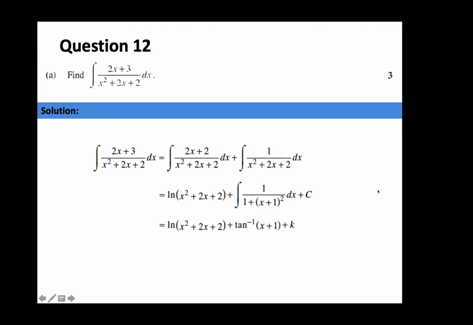Starting with Question 12, this year we had an integral which was fairly stock standard. Students, on the whole, could break it into its components that were required, and the integrals were fairly, as I said, stock standard. One was a log and one was completing the square to get an inverse arctan result.